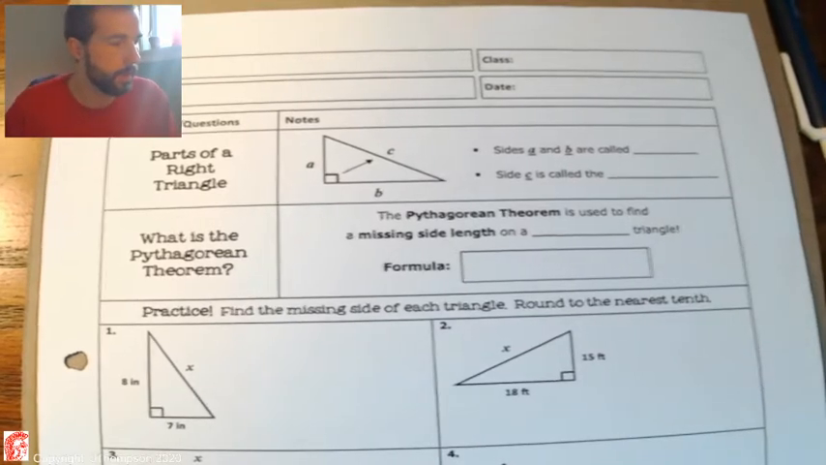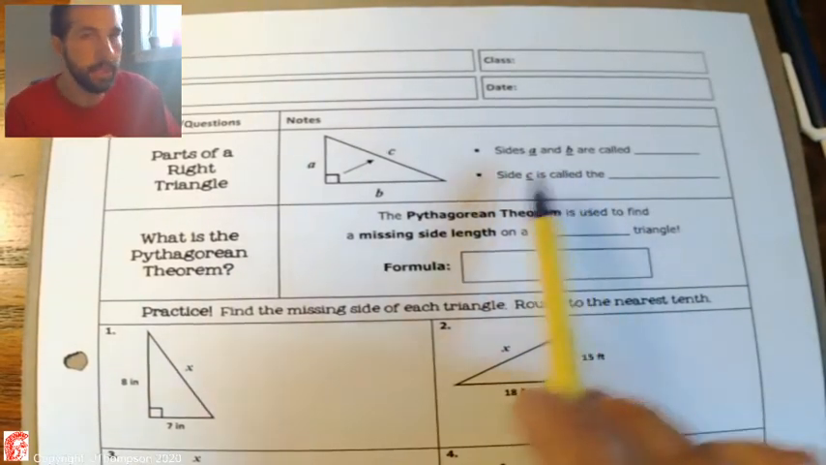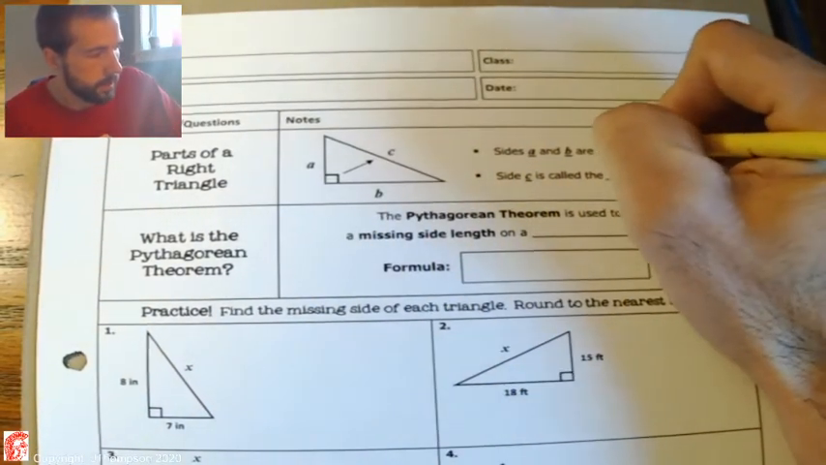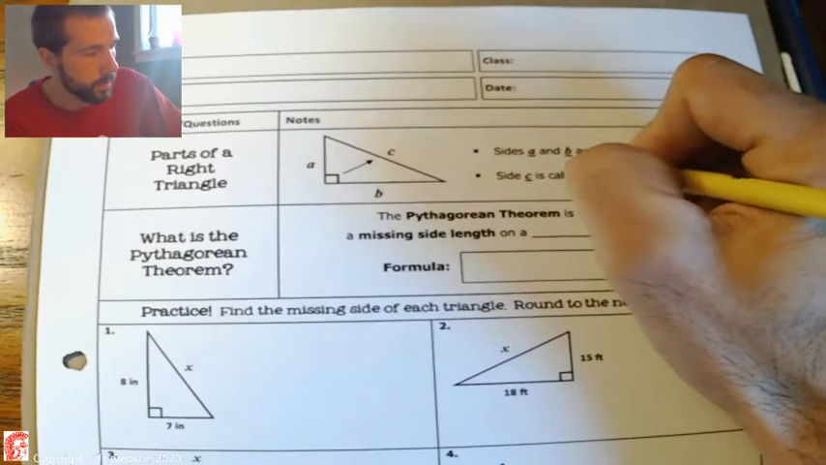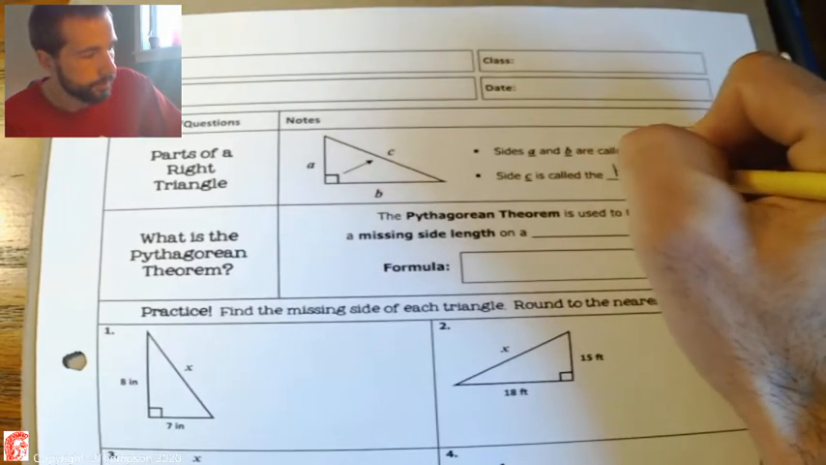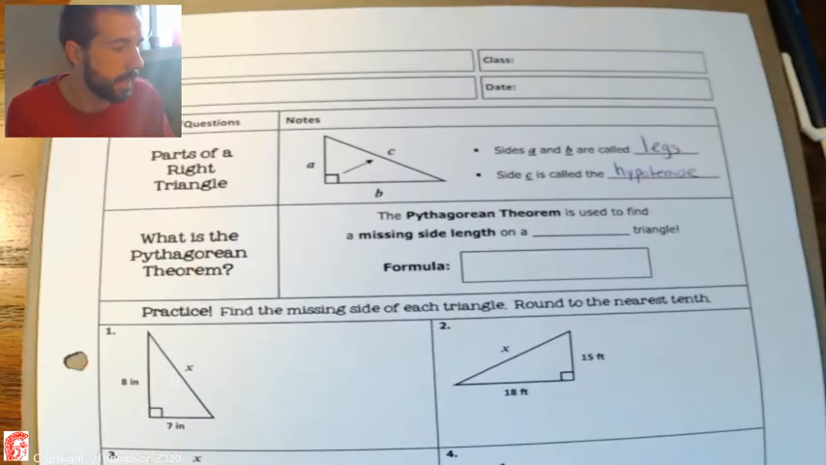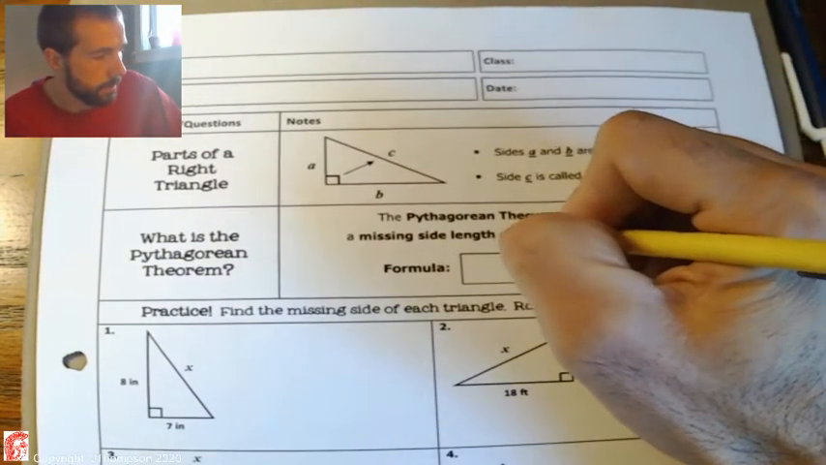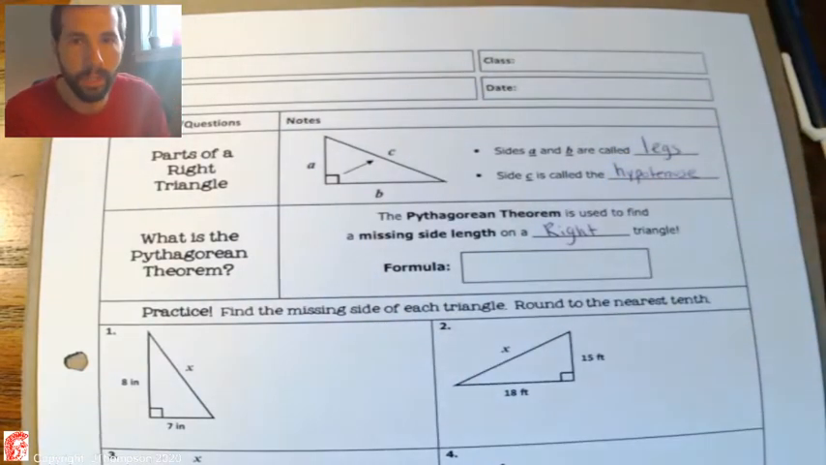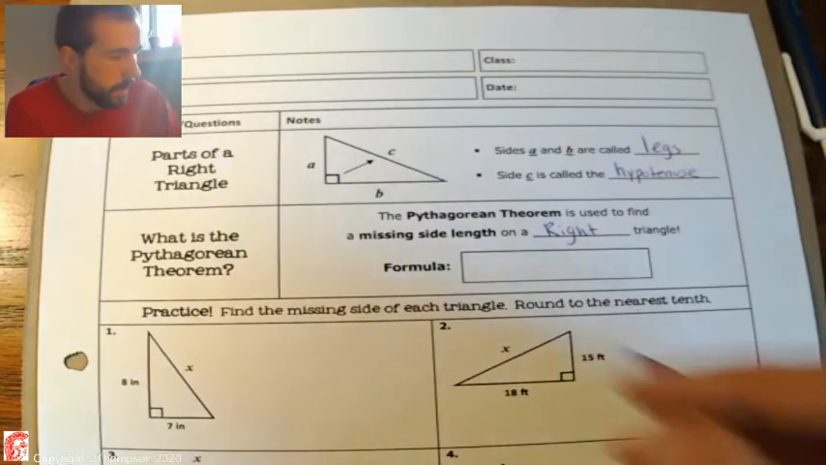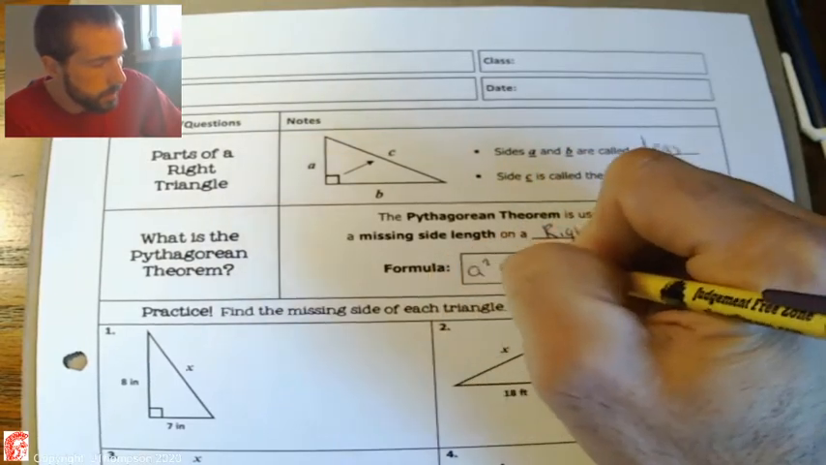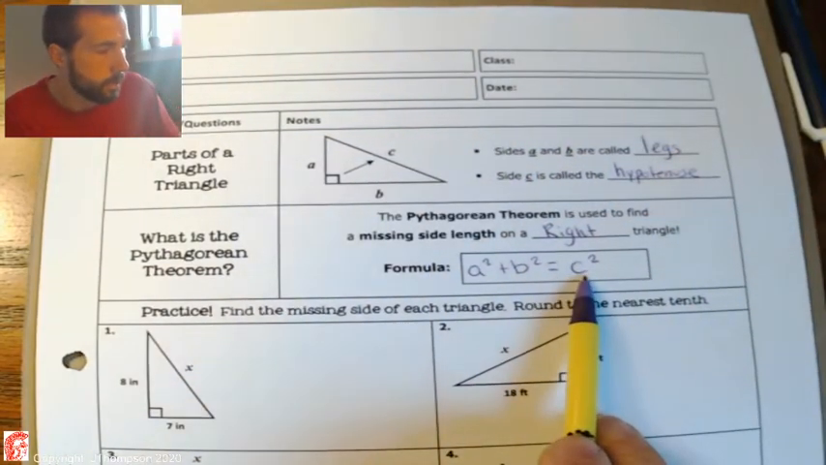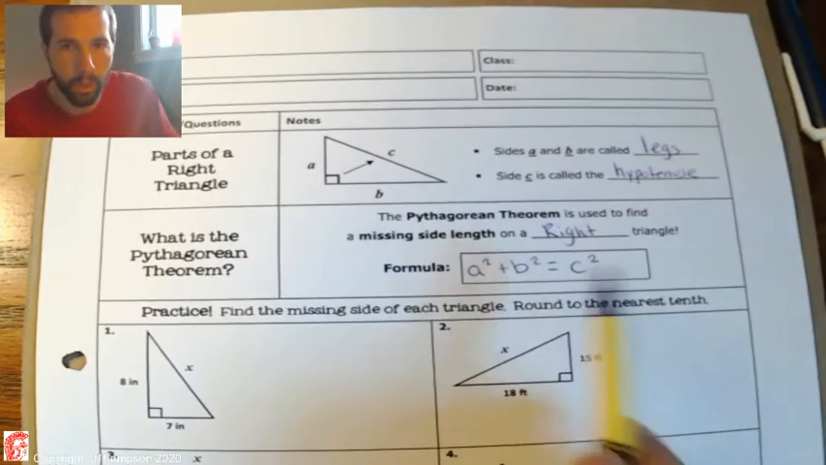Okay, so for the first one, parts of a right triangle: sides A and B are called the legs. They're adjacent to the right angle. And then side C is called your hypotenuse. The Pythagorean theorem is used to find the missing side lengths in a right triangle. So specifically, it must be a right triangle. And the formula, as you know, is a squared plus b squared equals c squared, or c squared equals a squared plus b squared, however you like to write it. I'll write it as a squared plus b squared equals c squared. Just remember that c is your hypotenuse, so that's really the important one.